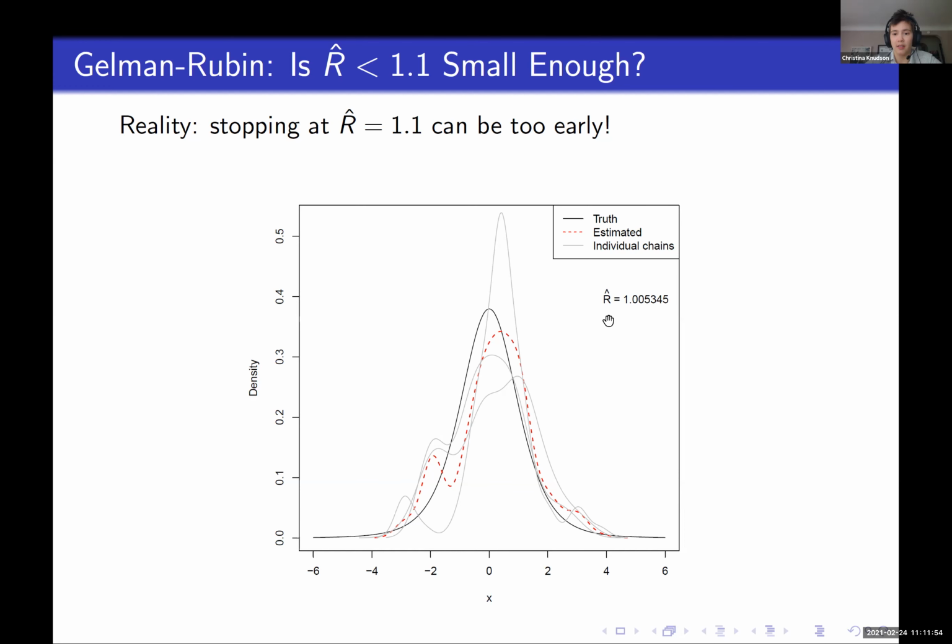So what we can see is even though we ran our chains so that we got an R-hat of 1.005, and even though we're working on a very simple problem, just estimating a t-distribution, we have a pretty bad estimate. This red dotted line is not looking like a very good estimate at all of the black solid line. So I would say that this R-hat was probably not small enough. And if this is how bad 1.005 looks, then it would probably be a little bit frightening to see what the estimate would look like if we had stopped at 1.1.